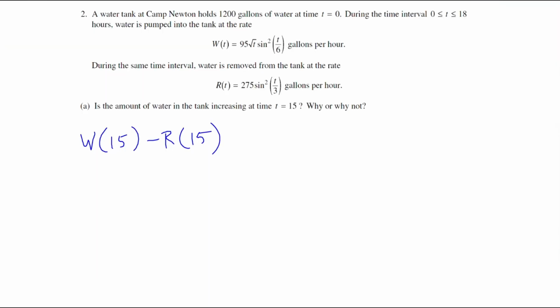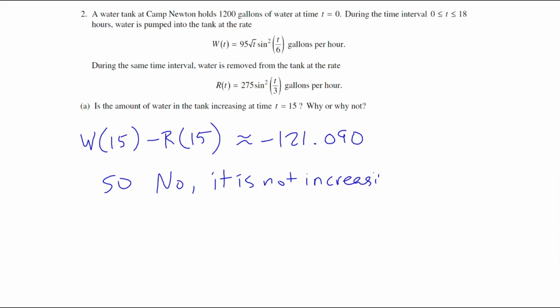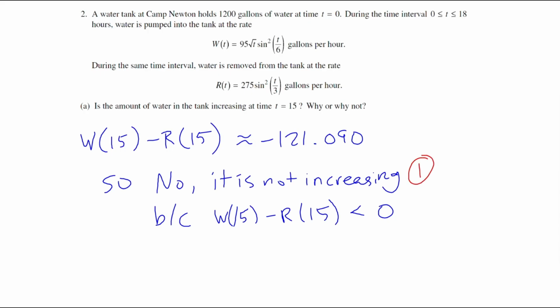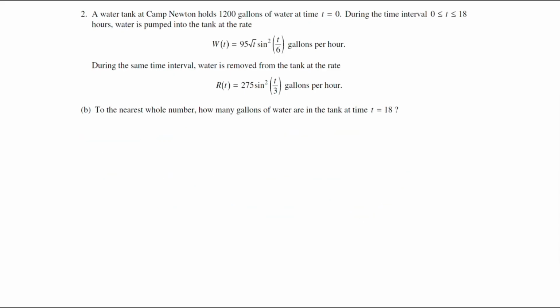121.090. So we'll note that value is approximately negative 121.090. So no, it is not increasing, because W of 15 minus R of 15 is less than 0. And they just gave you 1 point here for having the answer of no with the reasoning. So that's it there for part A.